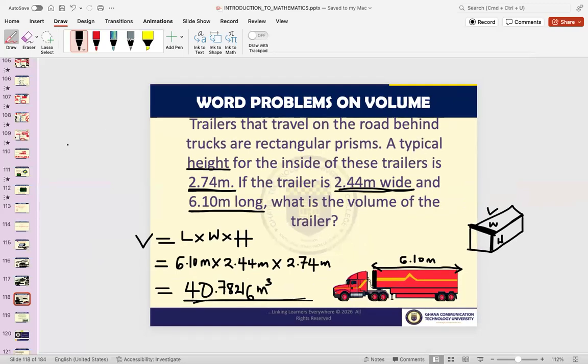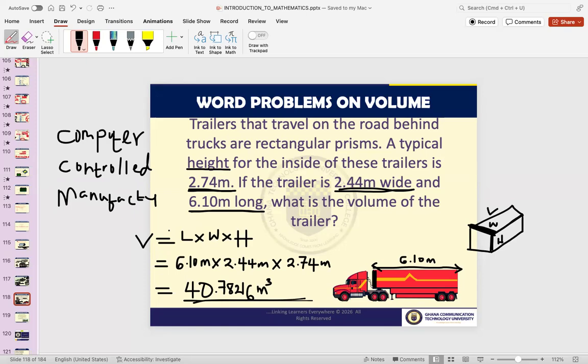When you visit the factories, they do something called computer controlled manufacturing. It is called CCM for short. So what they do is that on the computer, they will do something called simulation. Simulation means that they are trying to make a real life scenario real with computer graphics.